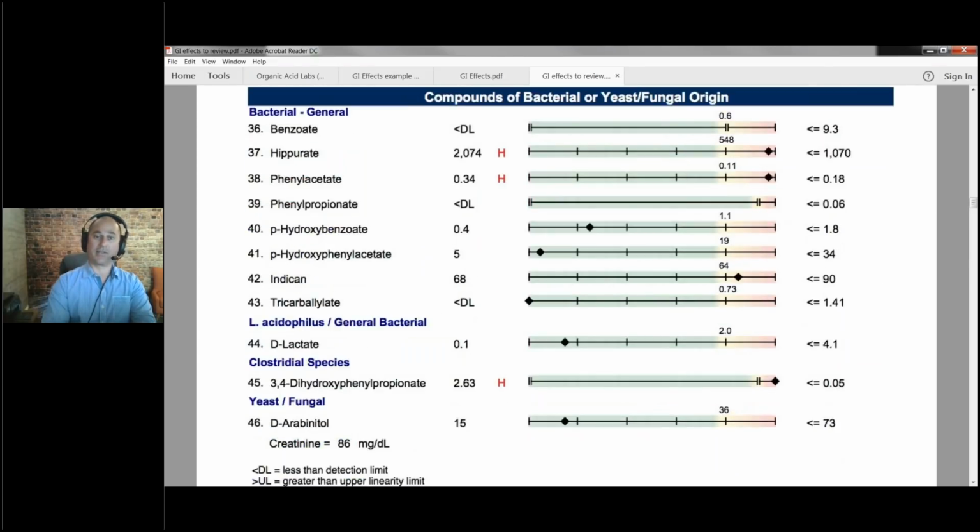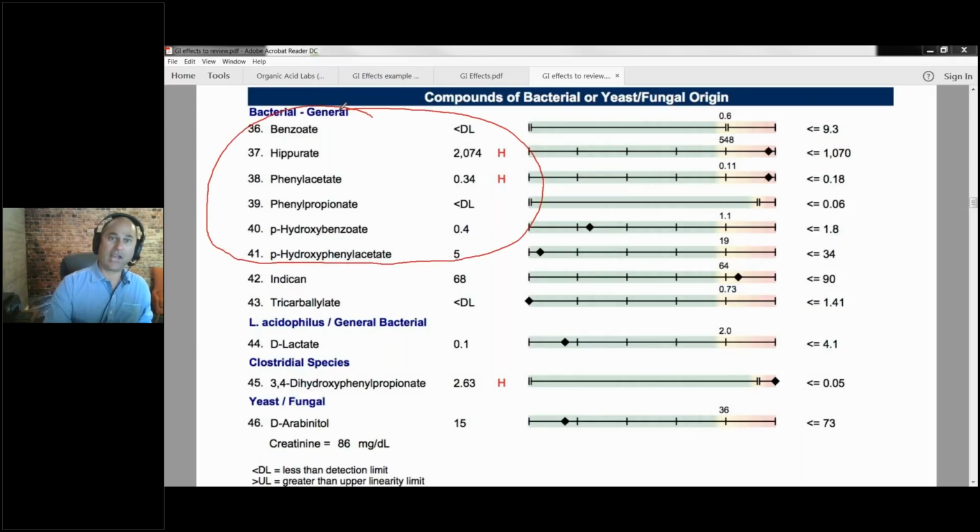So, making tonight a little bit more like a class. Here is an organic acids profile from Genova, 0091, that's the test number. On this particular test, right in front of us are these sections, and this whole section here is tracking commensal bacteria. Who would have known?